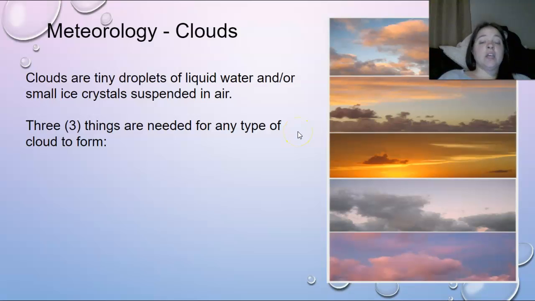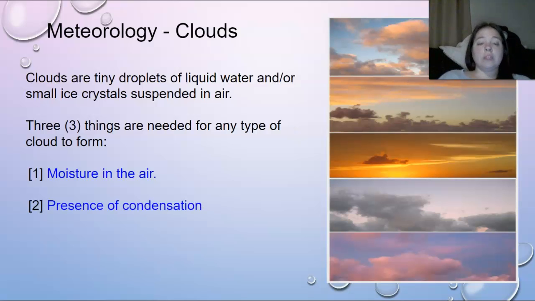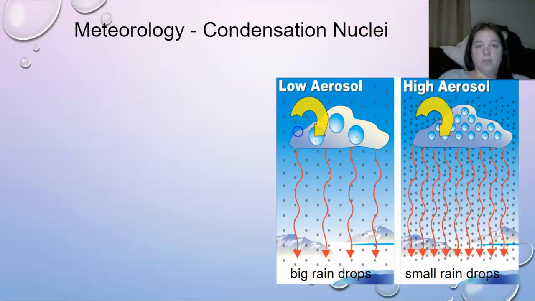There are three things that you need to have for any cloud to form. First off, there has to be moisture in the air, water vapor. Second off, there has to be presence of condensation nuclei. We'll get to that in a second. And third, you need cooling temperatures.